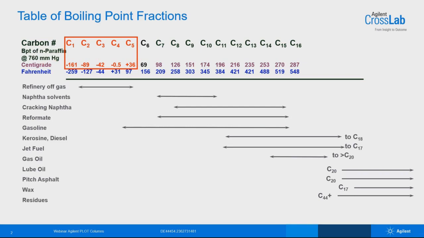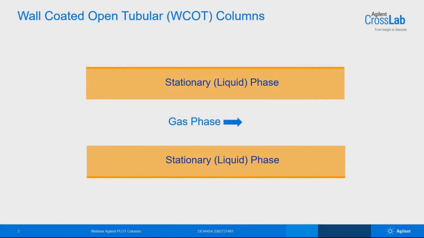Now, that is not as easy as it sounds, mainly because all of these light boilers have very low retention on traditional liquid phase capillaries. The vast majority of GC applications are performed on liquid phase columns, the so-called wall-coated open tubulars, or WCOTs in short. Most of us are quite familiar with those WCOT separations. I estimate they cover about 95% of all analysis.